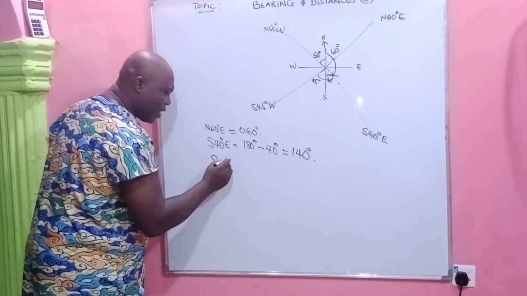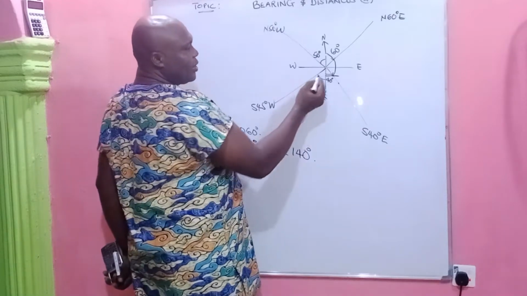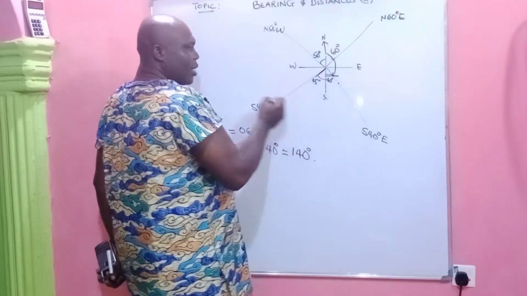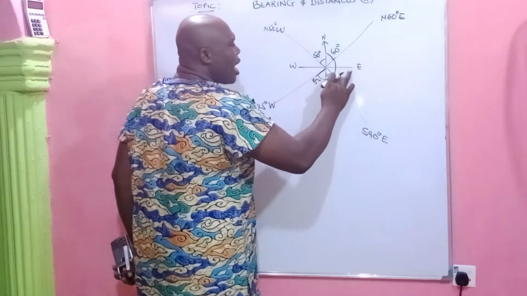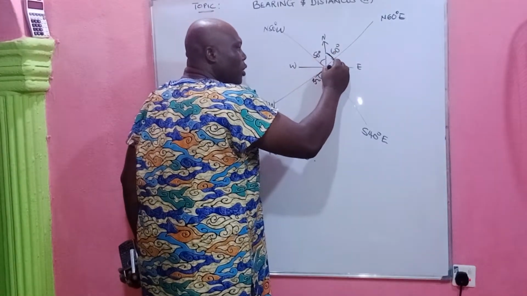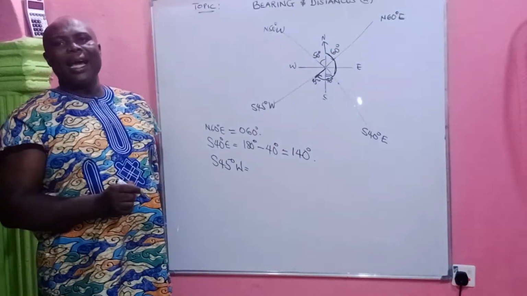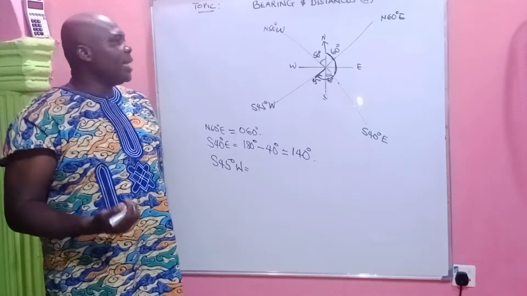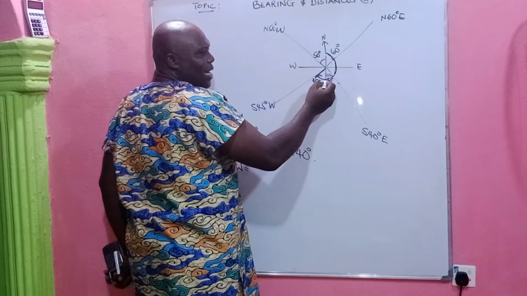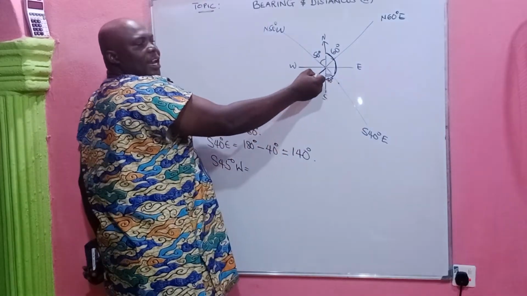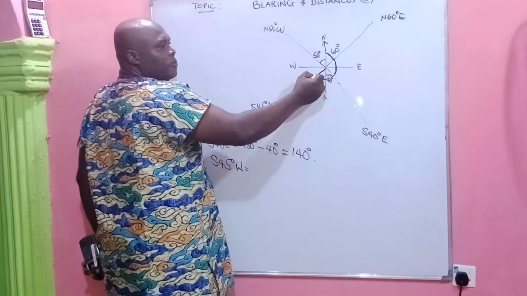S 45 degrees west to 3 digits. S 45 degrees west is this line, this way. Now, we want to convert it to 3 digits, meaning that we are going to move round from the northern pole round until we touch that very line. So what would that be in 3 digits? It simply means that it's going to be round here to here is 180 plus the 45 degrees. From here to here is angle on a straight line, 180 plus the 45 degrees.